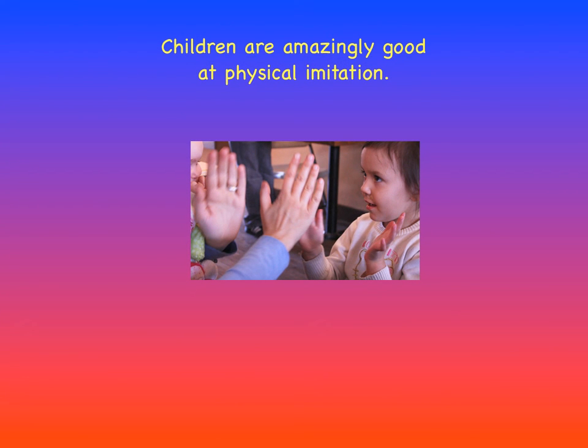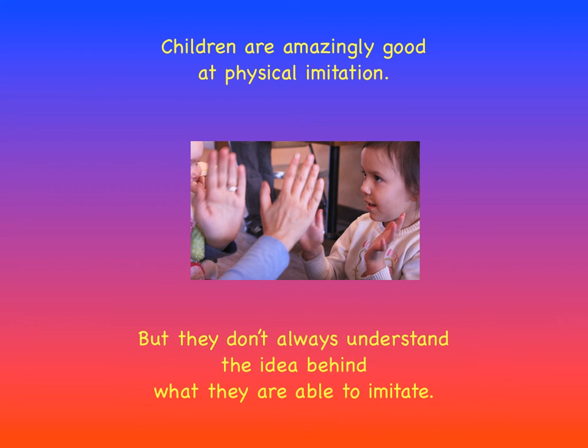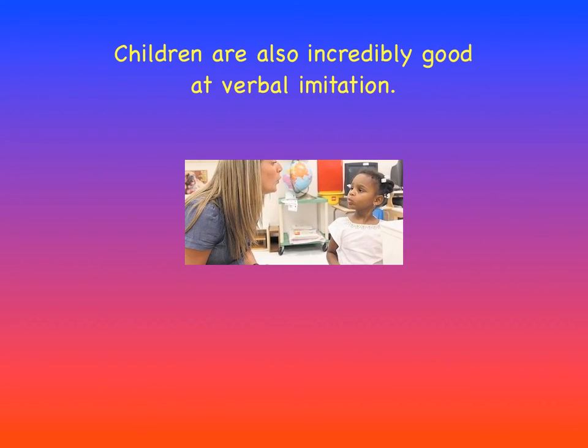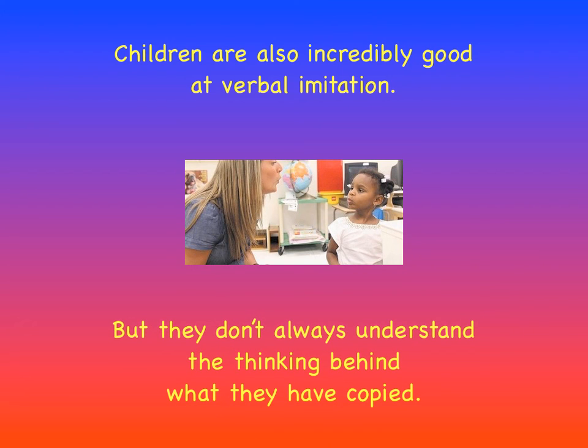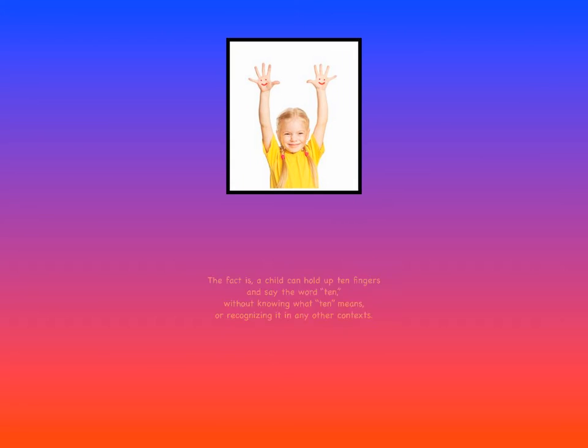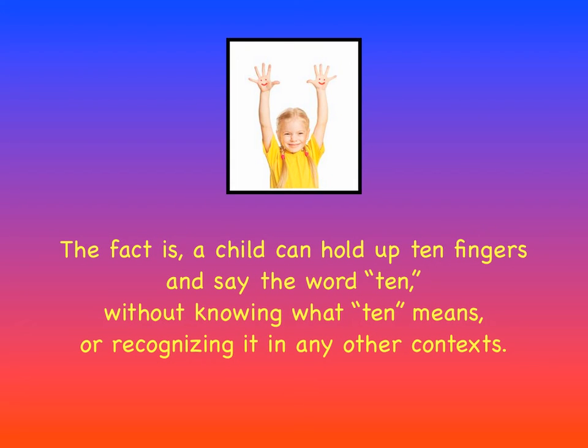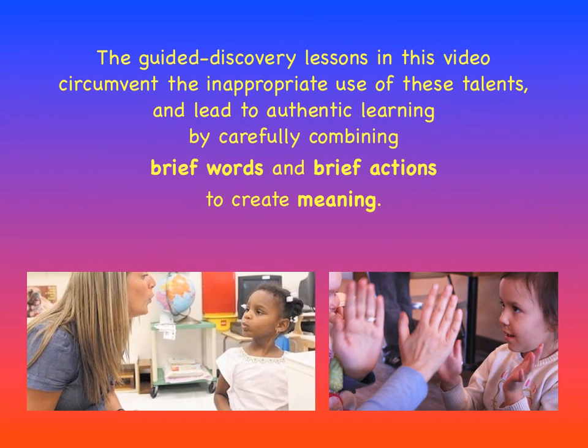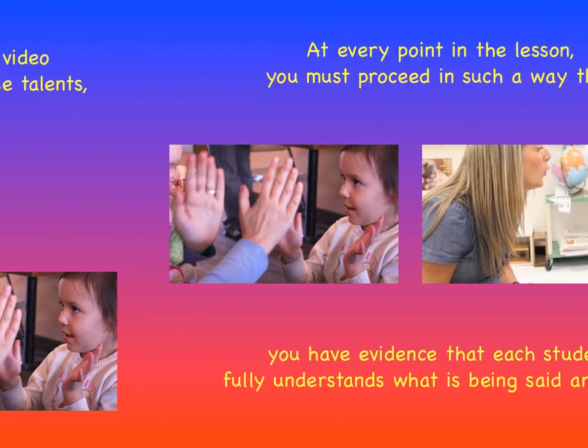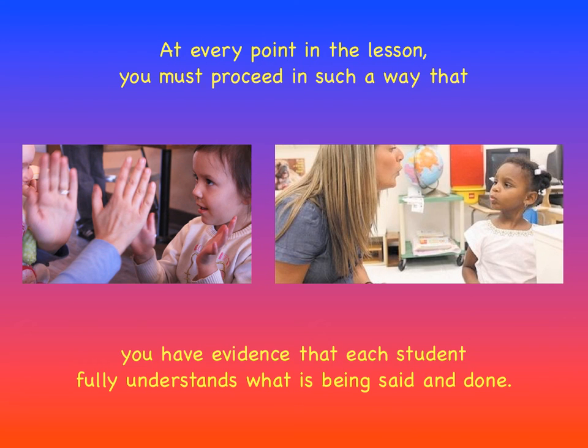Children are amazingly good at physical imitation, but they don't always understand the idea behind what they're able to imitate. Children are also incredibly good at verbal imitation, but they don't always understand the thinking behind what they've copied. The fact is, a child can hold up 10 fingers and say the word 10 without knowing what 10 means or recognizing it in any other contexts. The guided discovery lessons in this video circumvent the inappropriate use of these talents and lead to authentic learning by carefully combining brief words and brief actions to create meaning. At every point in the lesson, you must proceed in such a way that you have evidence that each student fully understands what is being said and done.